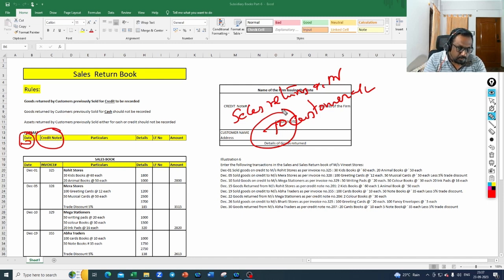So credit note has to be raised by the seller, and I have to prepare 2 copies. 1 copy I send to the customer. 1 copy I have to retain with me.